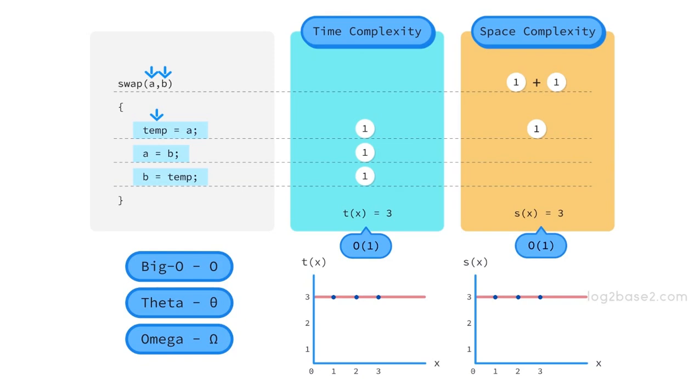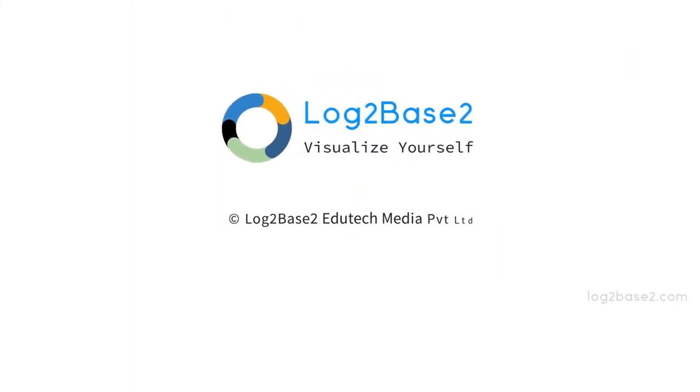So that was the time and space complexity analysis of the swapping algorithm, which is a very simple algorithm. And we got time and space complexity equal to O(1). We will discuss more complex algorithms and their analysis in the coming videos.